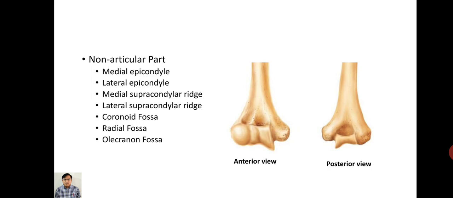Above the trochlea there is a depression known as the coronoid fossa, this one, and above the capitulum there is another fossa known as the radial fossa, this one. Posteriorly, above this trochlea, there is a deep depression. This is known as the olecranon fossa.